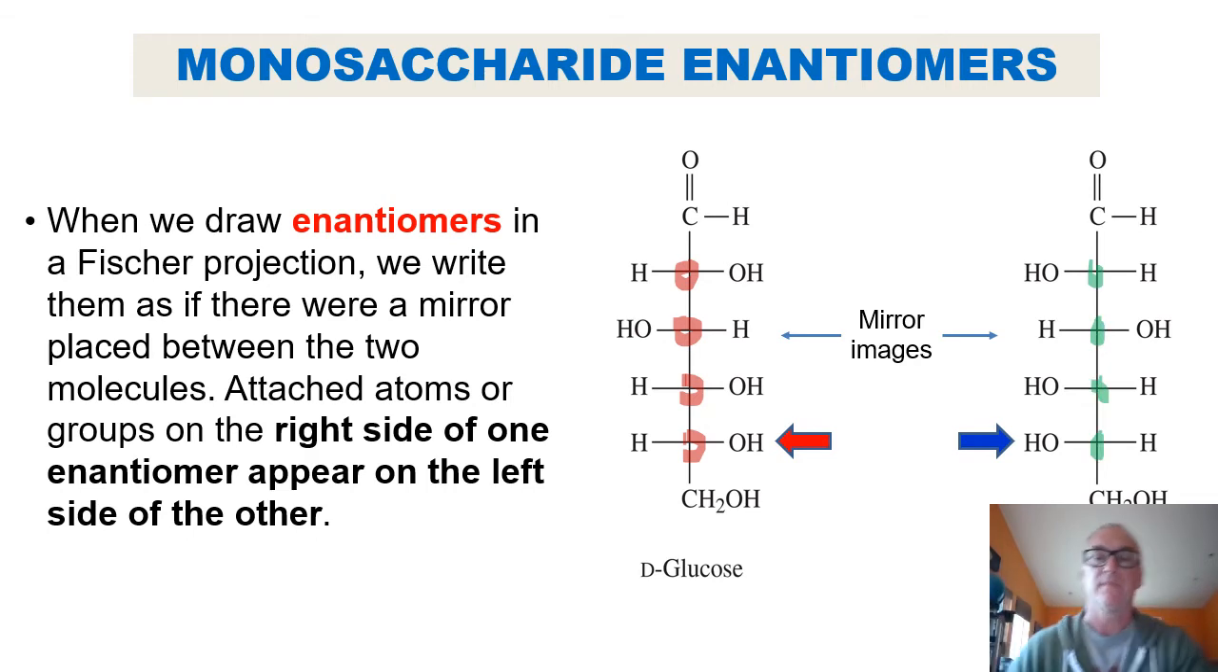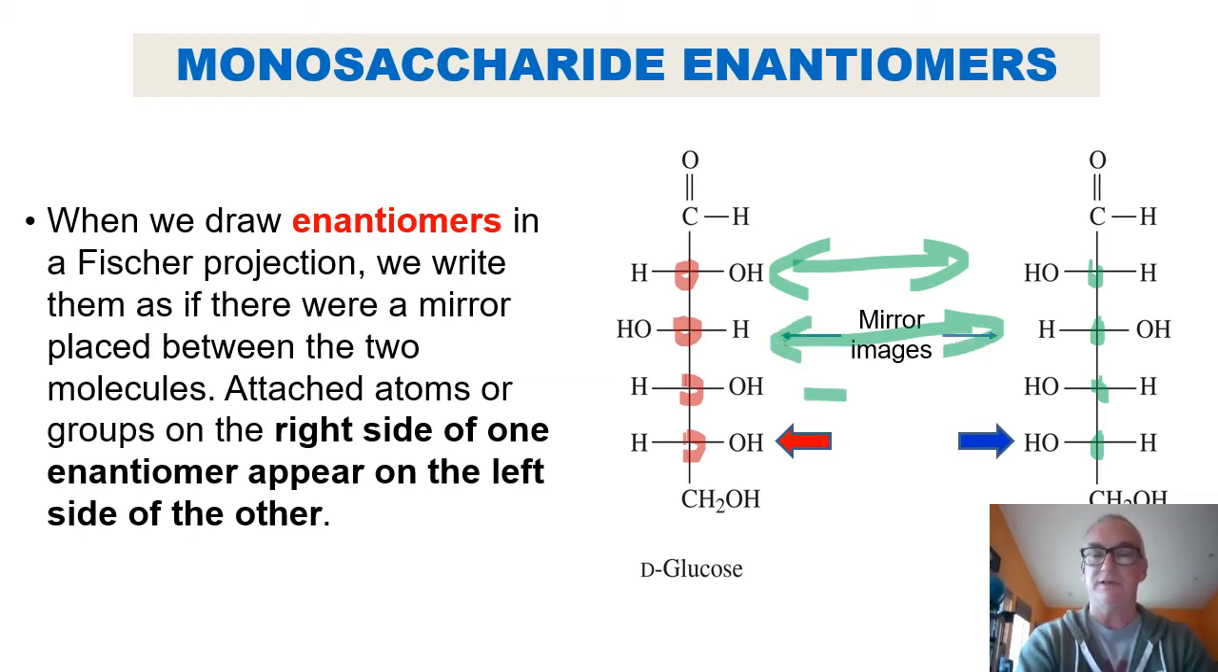1, 2, 3, 4. Those are our chiral carbons. So we have to make sure that each and every group is a mirror image of each other. So these two hydroxyls, they're mirror images. These two hydrogens, they're mirror images. These two hydroxyls, they're mirror images. And these two are mirror images. And so we can say that those are indeed mirror images and enantiomers of each other.